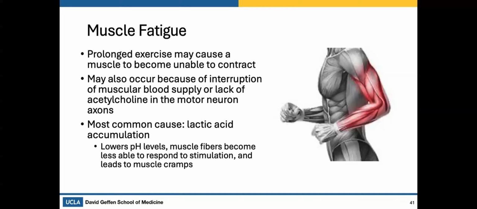But the most common cause is the accumulation of lactic acid, which causes muscle fatigue. And this lowers pH levels, and the muscle fibers become less able to respond to stimulation and often leads to muscle cramps, soreness, and pain.